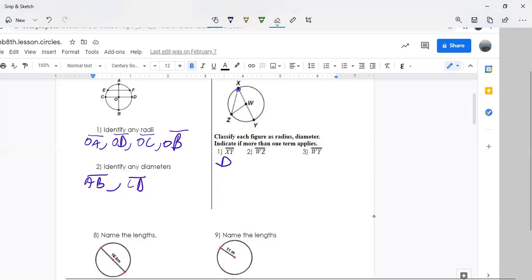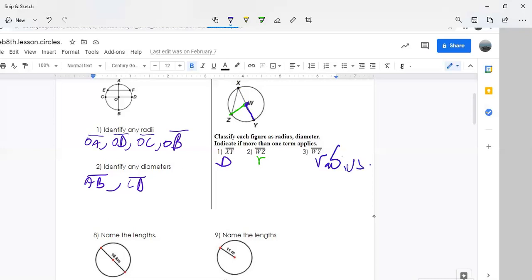WZ starts from the center and goes to the circle. So that's a radius, R for radius. And WY is also a radius because it starts from the center. The center is W and it goes to the circle. So that's also a radius.